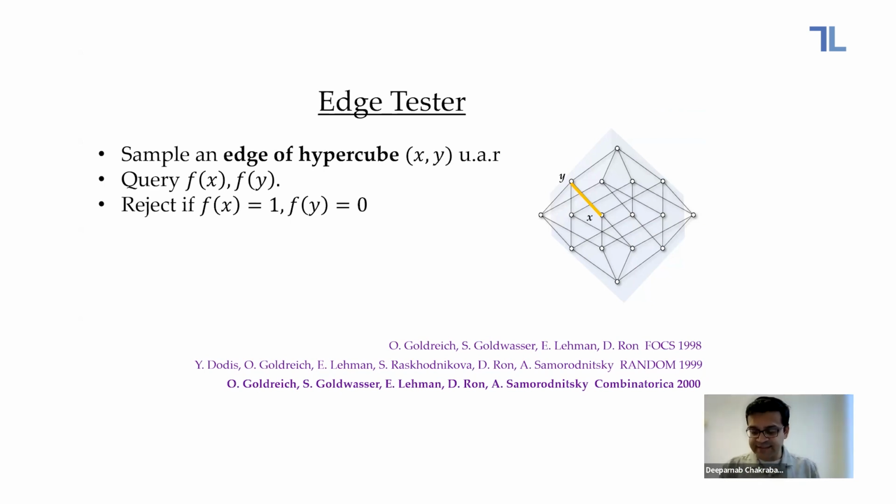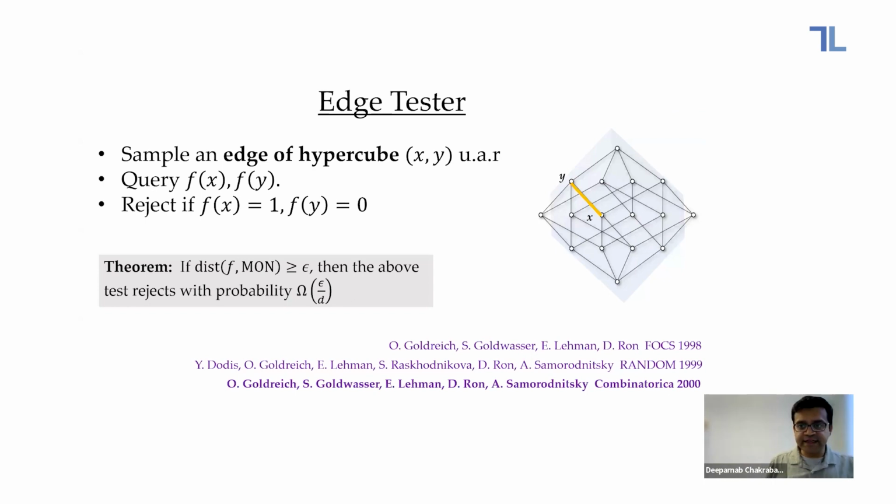So you sample an x, you take one of the coordinates which is 0, you make it 1, and you get y. You query the function value at these two endpoints. And if you get a violation, if f(x) is 1, the smaller point evaluates to 1 and the upper point evaluates to 0, you reject. Otherwise, you accept. Okay, that's not quite true. So what the theorem is going to be is that, first of all, if my function is monotone, then I will never find such an x, y pair.